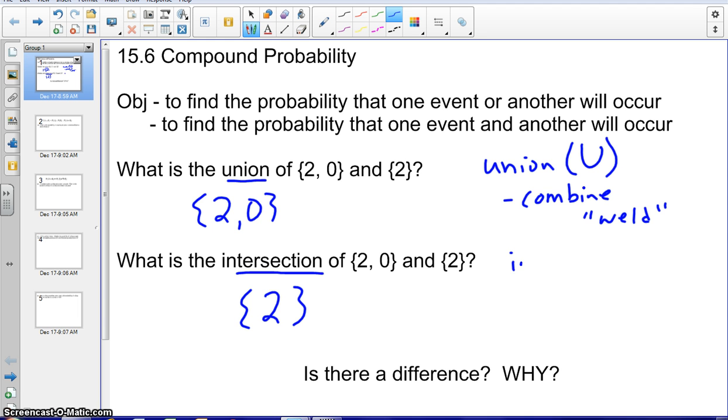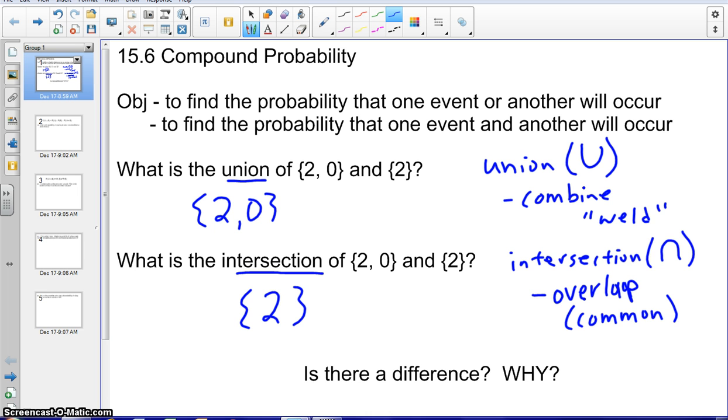Intersection. Here we use the upside down U to stand for intersection. This is where the sets overlap. Or in other words, what's in common between the two sets?